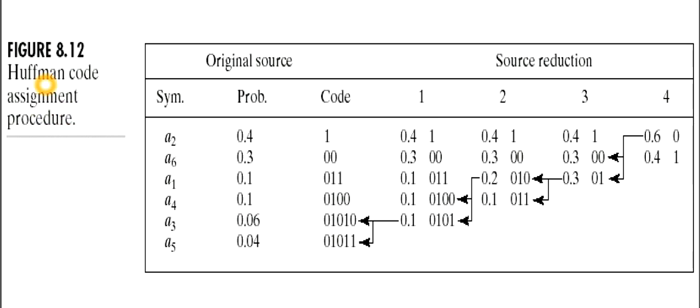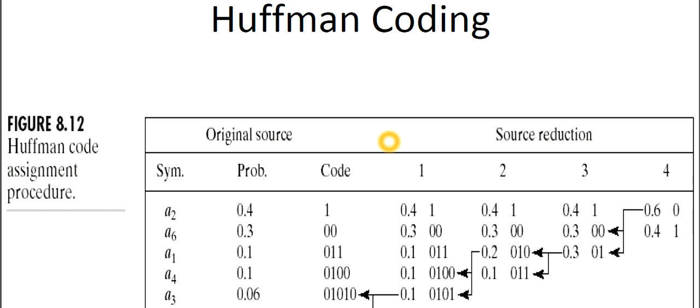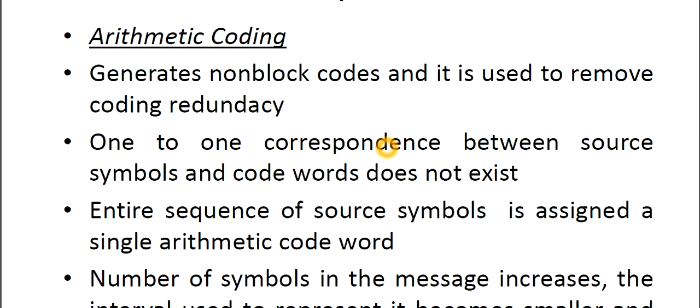Okay, Huffman code assignment procedure is very simple. You already got it. You just need an understanding of binary transformation, and that's it. So that is our Huffman coding. Then we have arithmetic coding also. Arithmetic coding generates non-block codes, and it is used to remove coding redundancy.